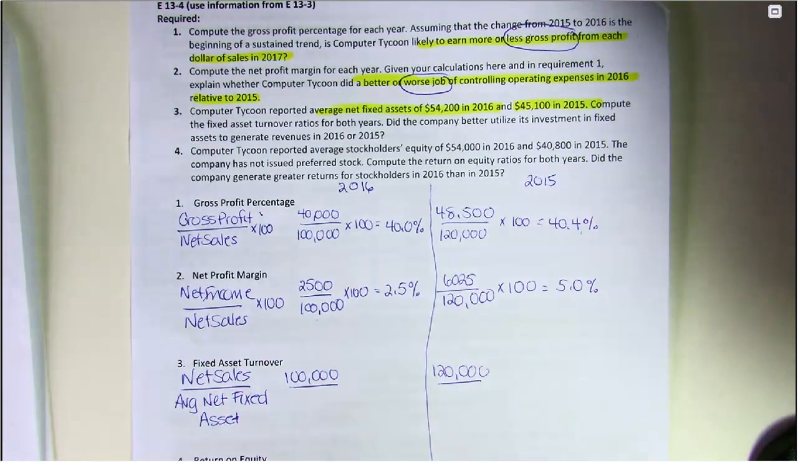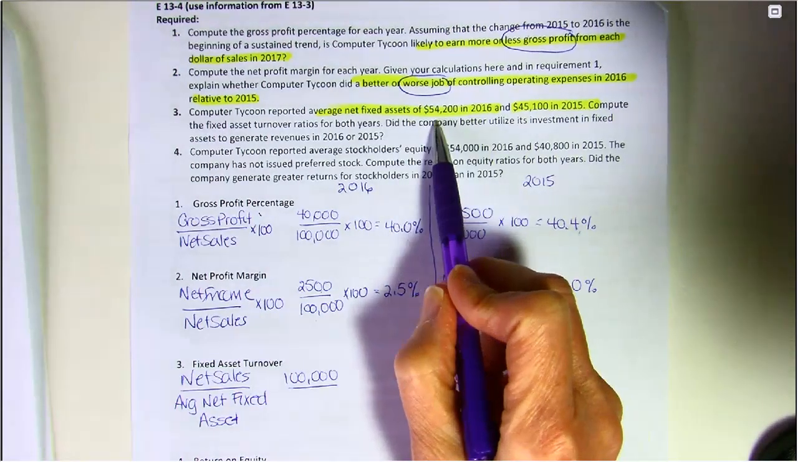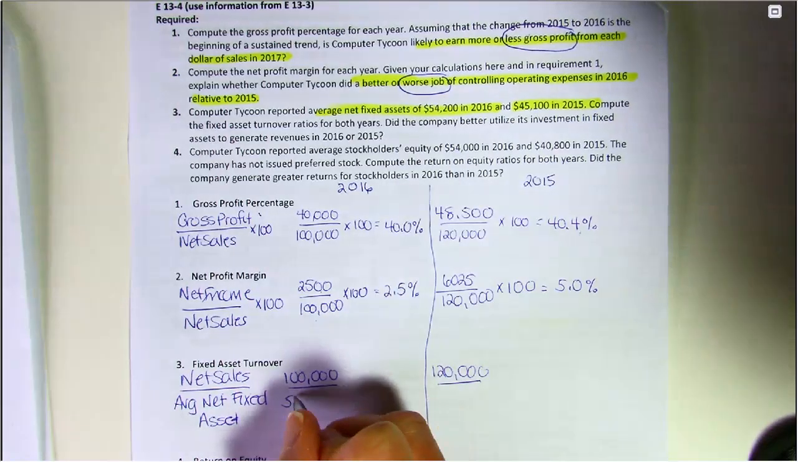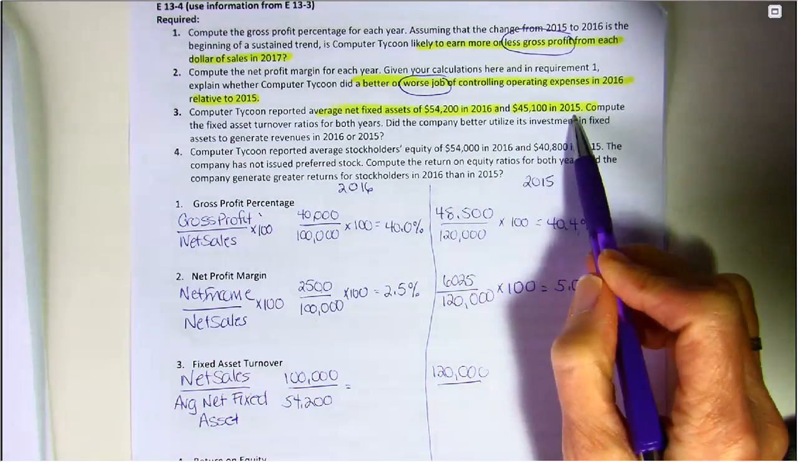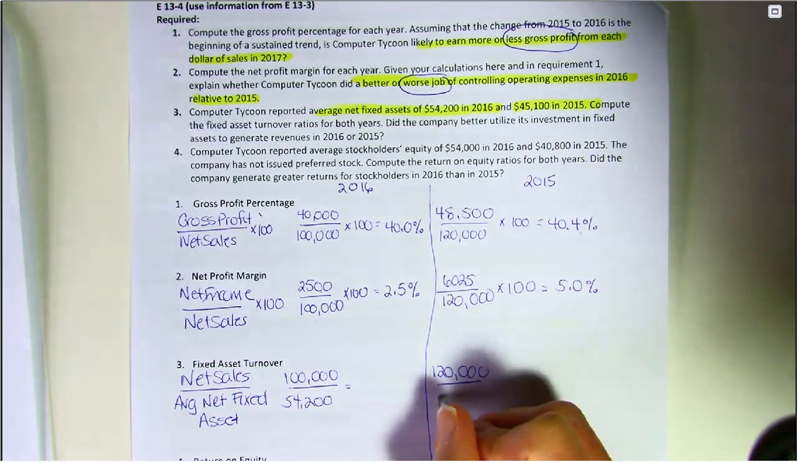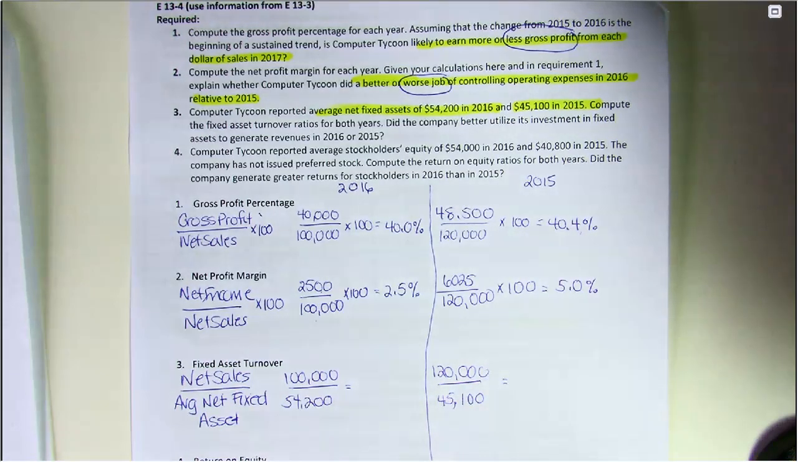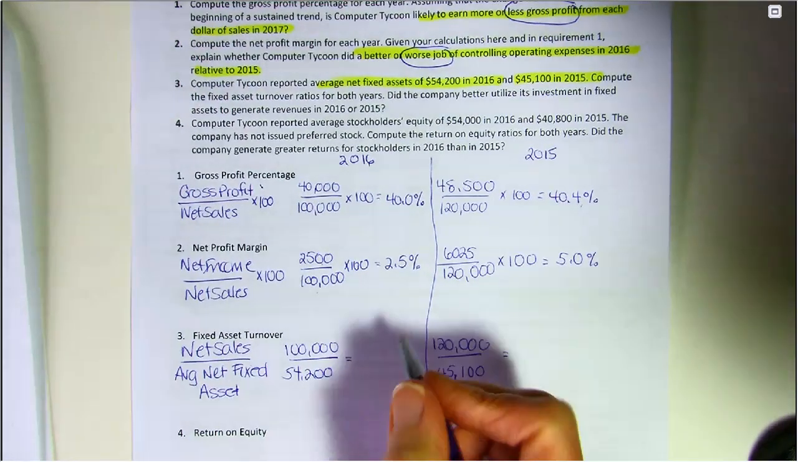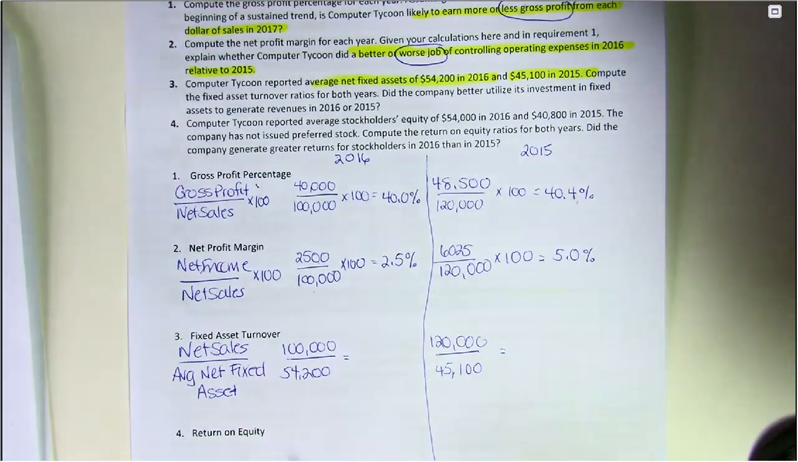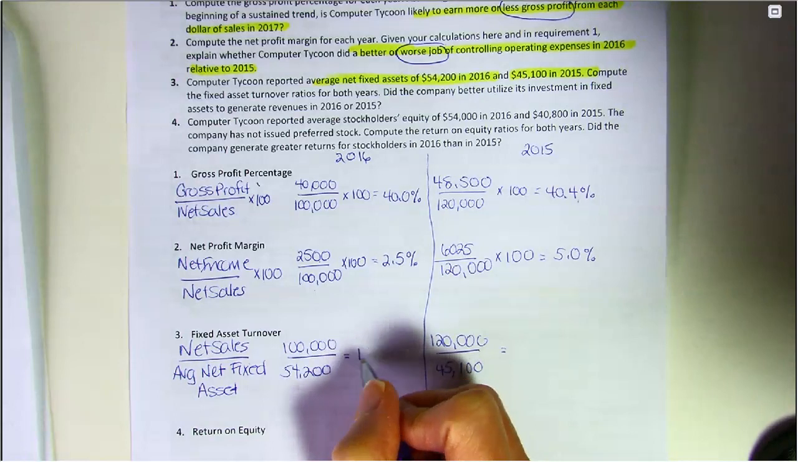And it said to divide by average net fixed assets. So for 2016, that's 54,200. And for 2015, that's 45,100. And this will give you a chance to see the rounding process. So if I do my calculation here, and this is not expressed as a percent, so I will not multiply by 100. You can look at Connect to verify that. Make sure you follow the directions.